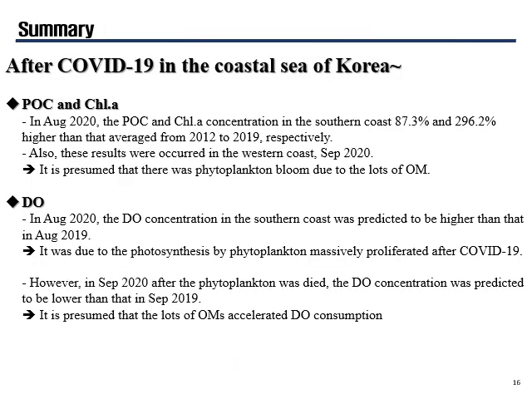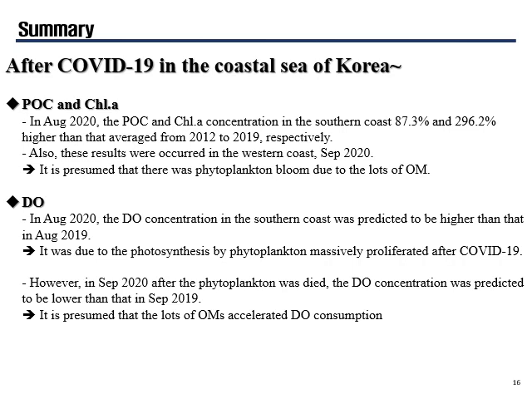In summary, after COVID-19 in the coastal sea of Korea, the POC and chlorophyll concentration in the southern coast of South Korea increased about 87% and 296% compared to the average from 2012 to 2019. Also, these results occurred in the western coast of South Korea in September 2012. It is presumed that there was phytoplankton bloom due to the loss of organic matter.